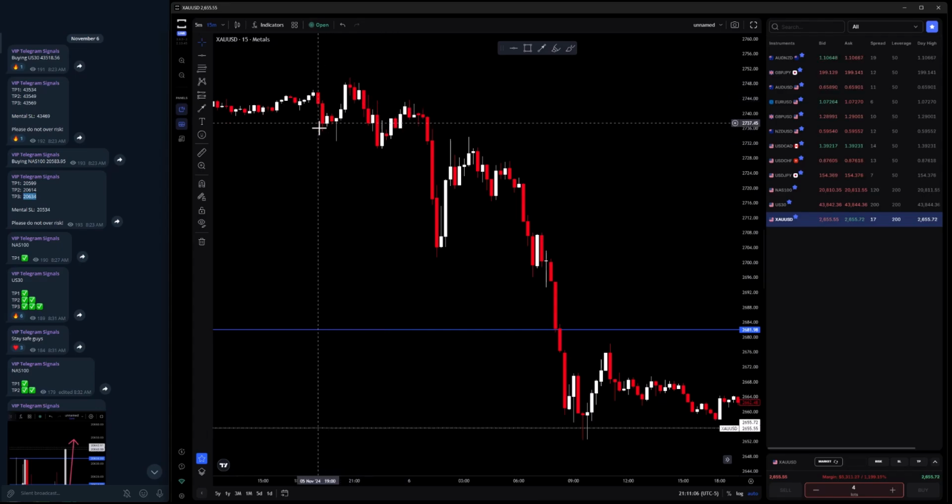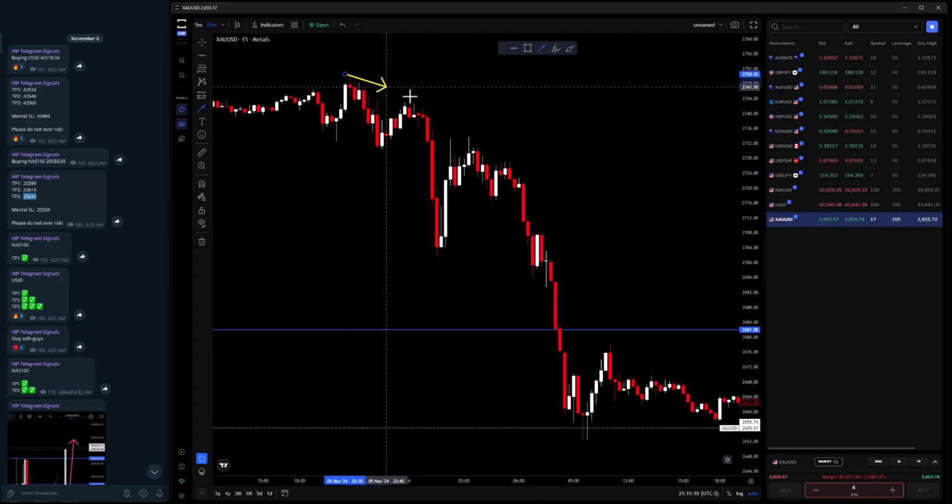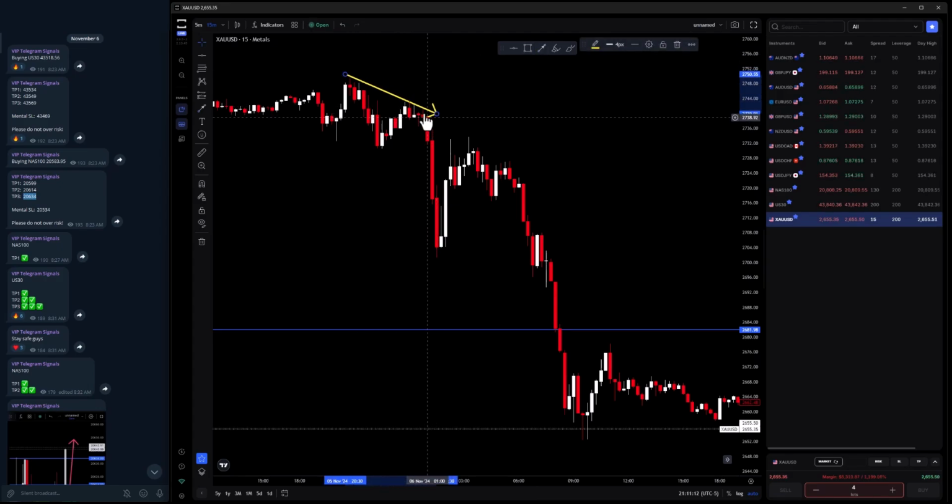So we saw this one basically pushed up, came down, pushed back up again. And this one was basically just looking really, really weak right here, which is why we took the sell position. I was like, all right, we're basically having lower highs. Okay, so I think this one's gonna start dropping here. So this is why we took the sell position with gold, XAU/USD.